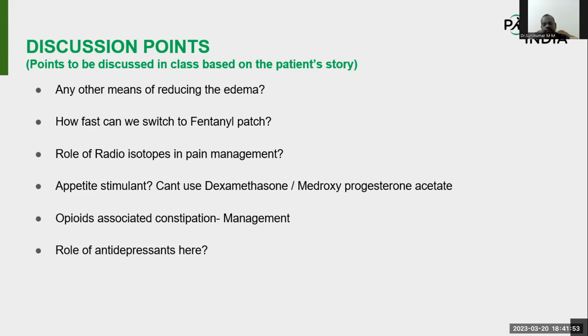Okay. So that's for extensive bone metastasis. Yes. So there was a question regarding edema, and maybe I think we can use some compression bandaging.